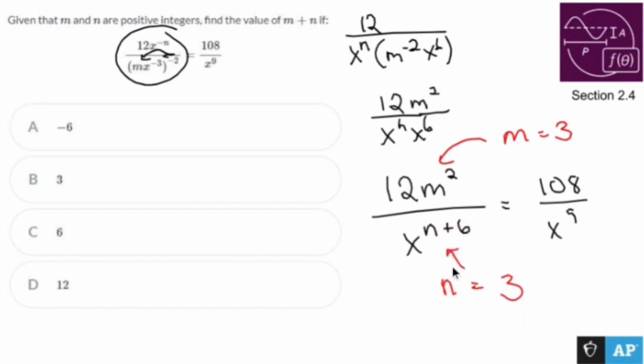So what a strange problem this is indeed. But that's not what I want. I'm still not done. I almost circled B and was like, oh, hooray. I'm supposed to find m plus n. m plus n is 3 plus 3, which is 6. Very tricky problem, very difficult, but we did it and it was so much fun.